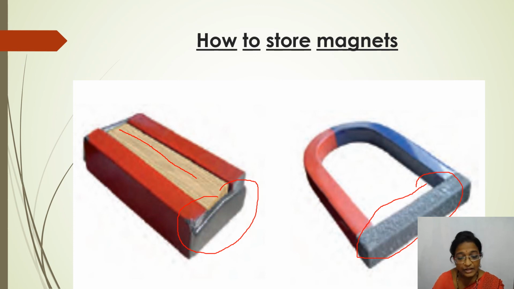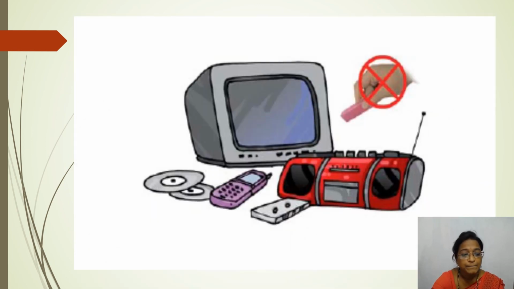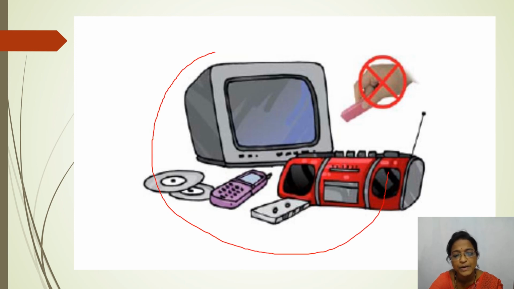Magnets should also be kept away from certain materials. Which are those? Magnets should be kept away from speakers, CDs, television, music system, computer, etc. You can see the images on your screen. These are the materials from which we should keep magnets far away.